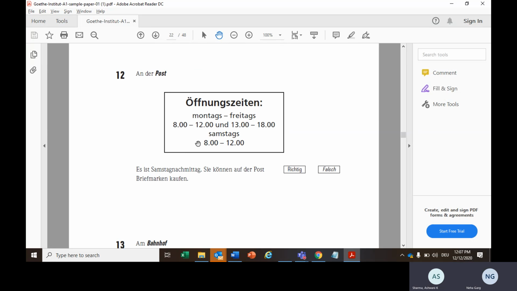Let's practice some more. An der Post. Meaning? At the post office. Read the information and tell me the meaning. Öffnungszeiten, opening timing. Montags bis Freitags means Monday to Friday.